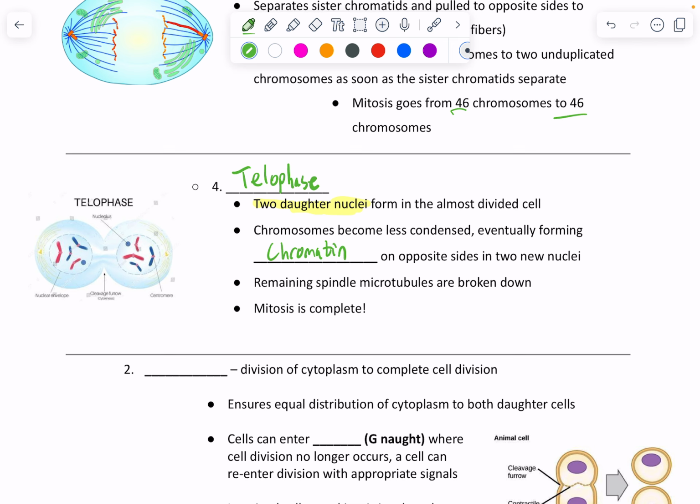On opposite sides in two new nuclei, the spindle fibers, or the microtubules, are broken down, and mitosis is done. This is not the end of cell division, just the end of mitosis. We still technically have one cell, right? The cytoplasm has not yet completely separated.